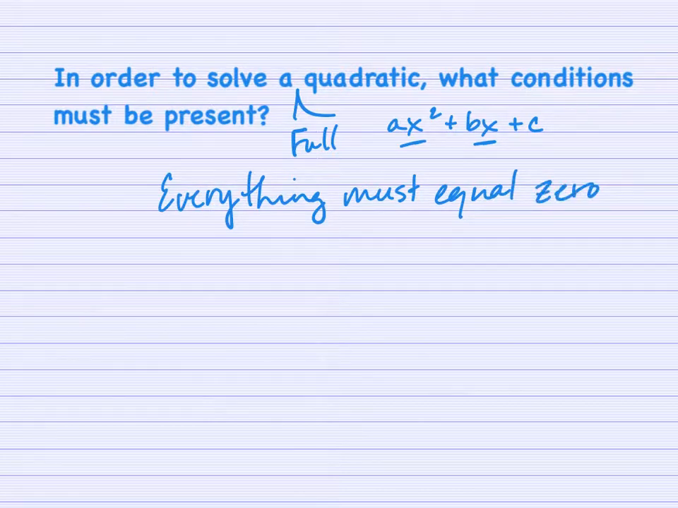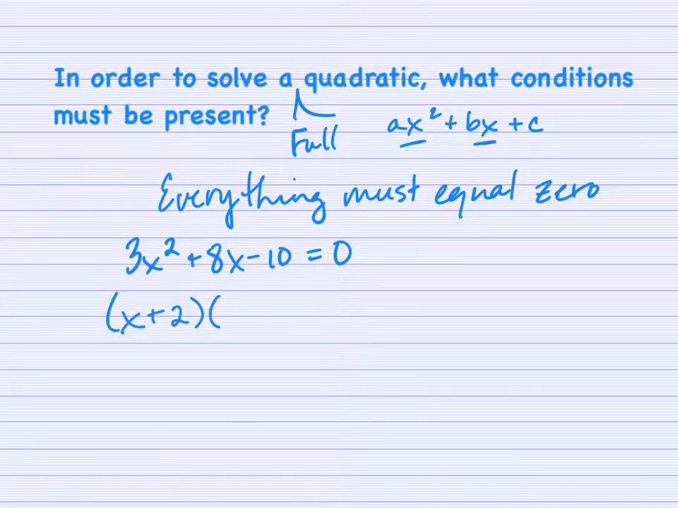So we need to have, say, 3x squared plus 8x minus 10 equals 0. Or we need to have something factored as x plus 2 times 2x minus 3. That has to be set equal to 0 to use the zero product property. The only time we can use something otherwise is when we have conditions where we can isolate x.